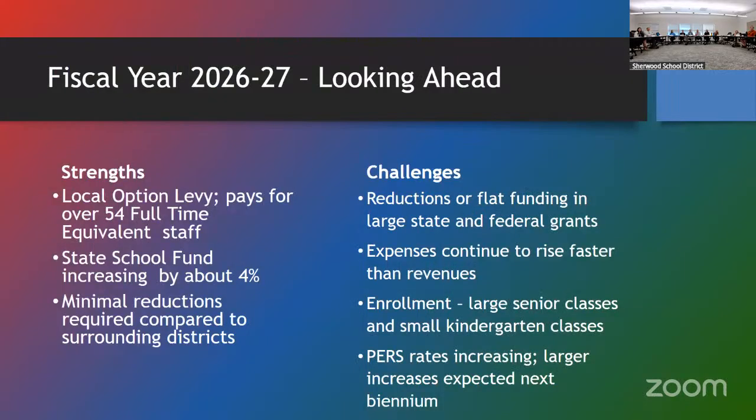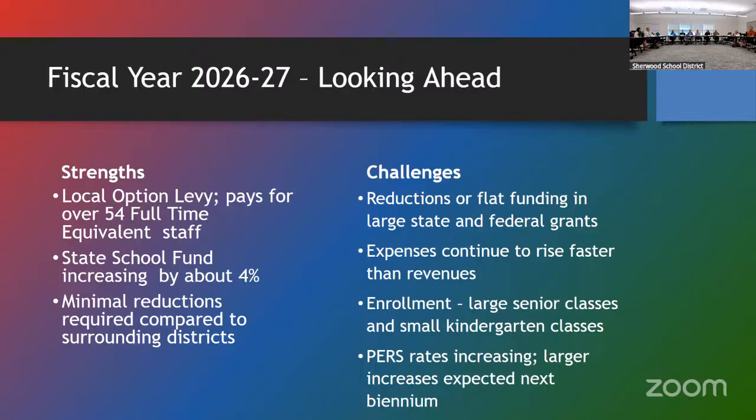Looking ahead, again, the local option levy is huge. The state school fund is getting locked in. There were concerns that the legislature was going to reduce the state school fund as some financial challenges hit, so it's good that it has remained firm. And relative to districts around us, we have relatively few reductions. We do have some we'll talk about tonight, but we're feeling quite fortunate to be sitting where we are.